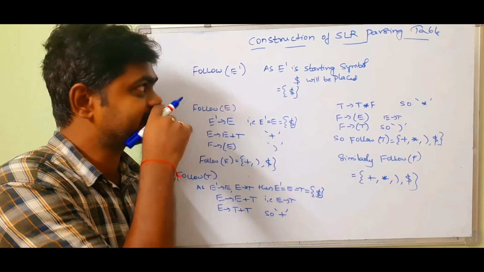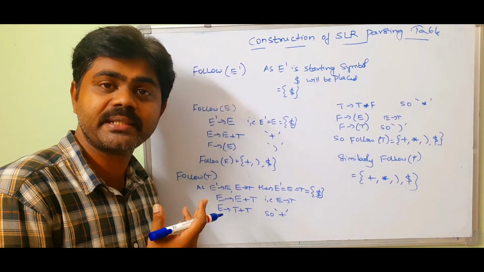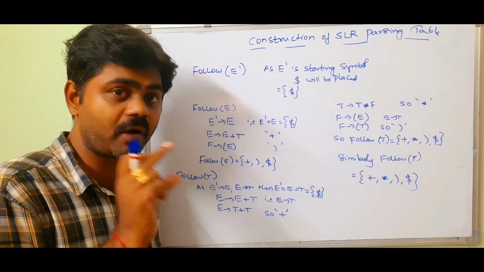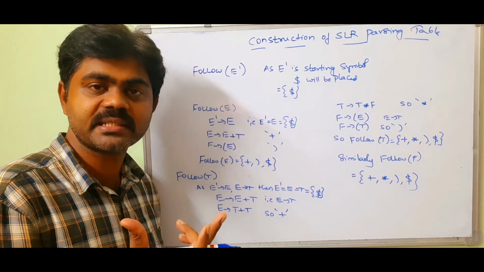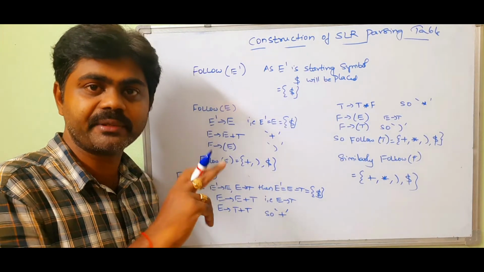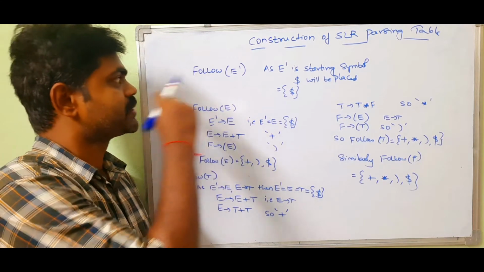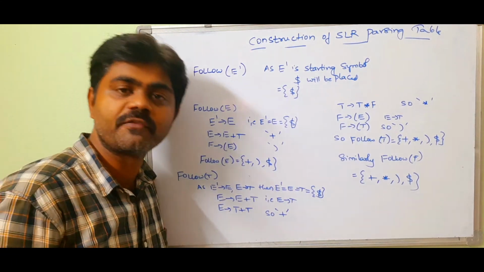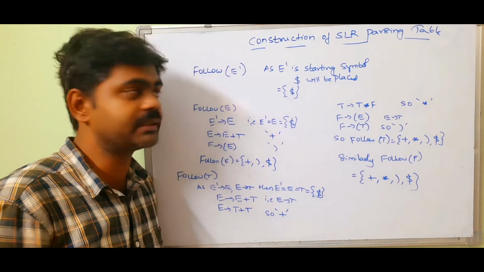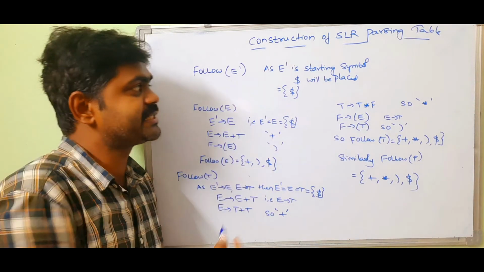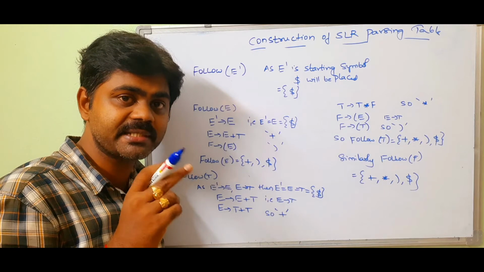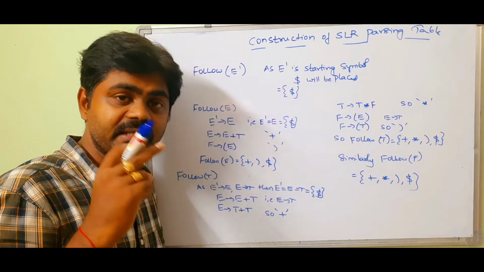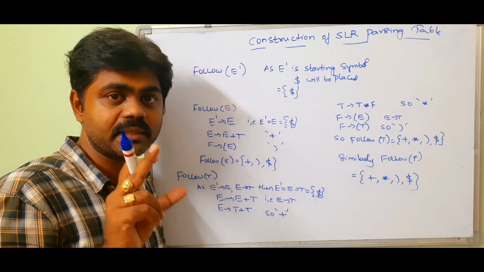In order to construct the SLR parsing table, as we checked our rules, we have a follow rule. So it's better to find out follow first. Later on we can apply our rules and construct the parsing table. First we need to find the follow of E dash, because E dash is our starting symbol. As discussed in top down parsing with first and follow, for the starting symbol we should add dollar.